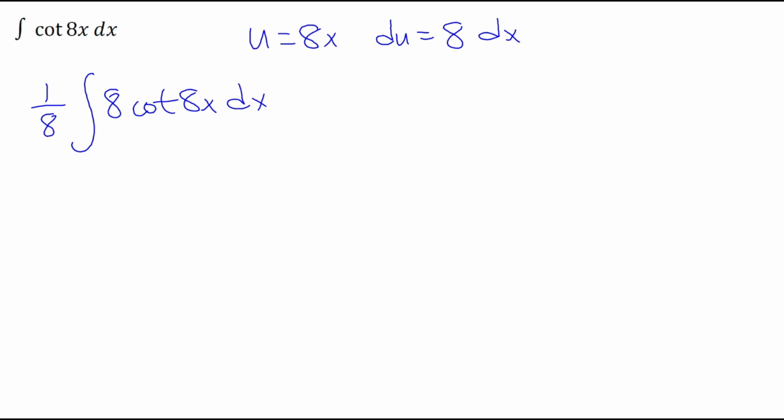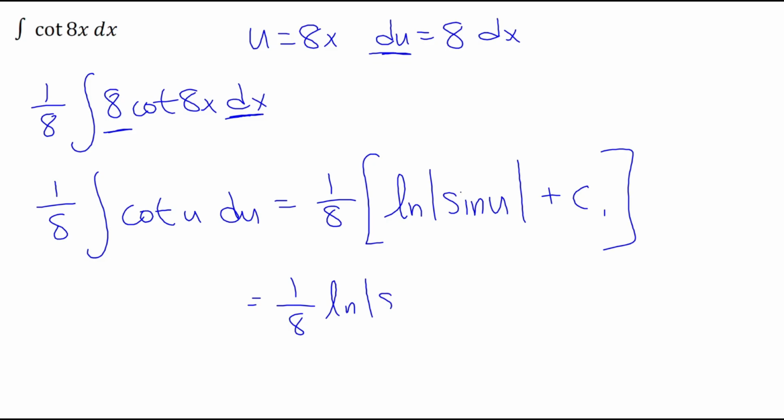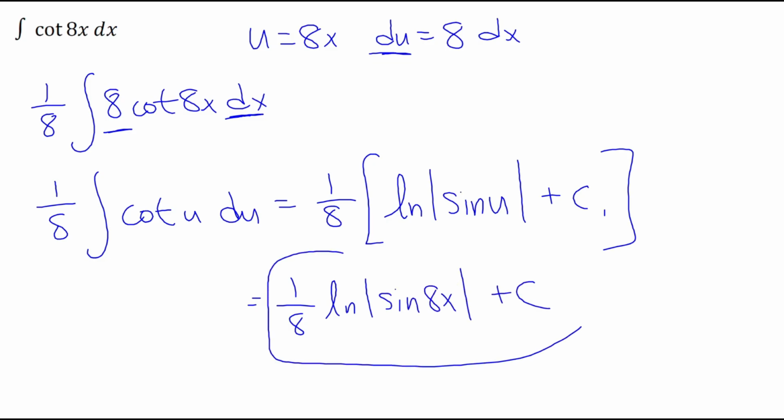And now we'll rewrite it in terms of u. 1/8 the integral of cotangent u du, right, where the 8 and the dx turn into the du, and cotangent 8x just becomes cotangent u. So this is 1/8 of the natural log of the absolute value of the sine of u plus some constant, which is just 1/8 the natural log of the absolute value of the sine of 8x plus some constant.